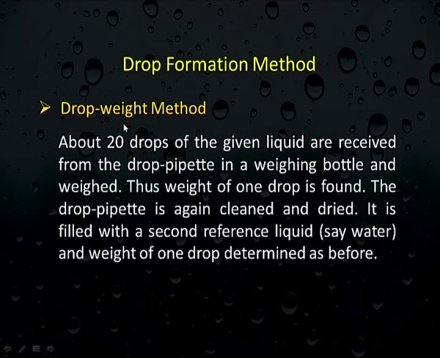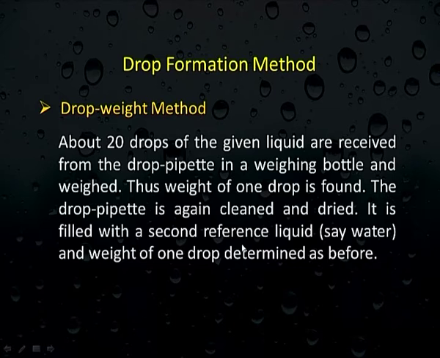In this method, about 20 drops of the given liquid are received from the drop pipette in a weighing bottle and it is weighed. Now, since we have weighed 20 drops, we can calculate the weight of 1 drop. The drop pipette is again cleaned and dried. It is filled with a second liquid which is the reference liquid.